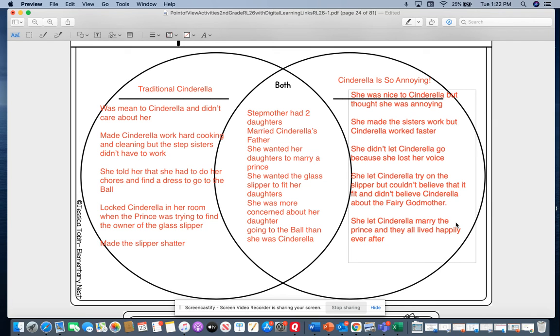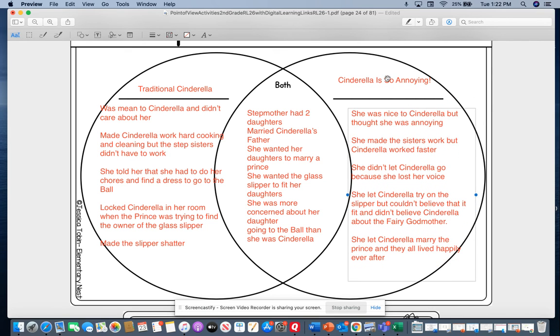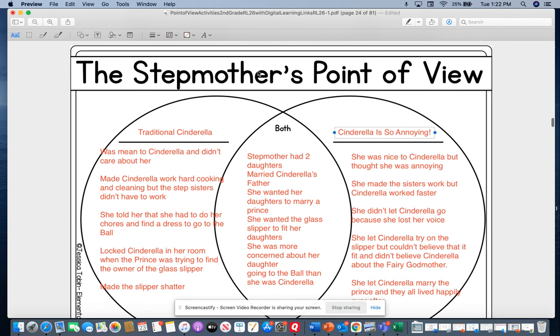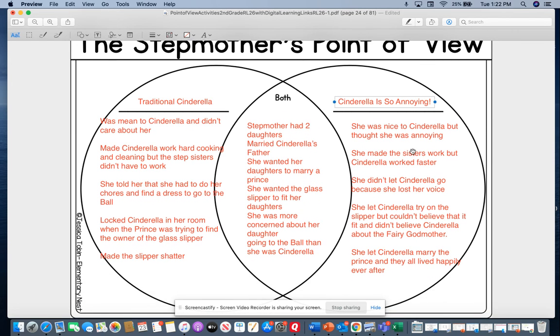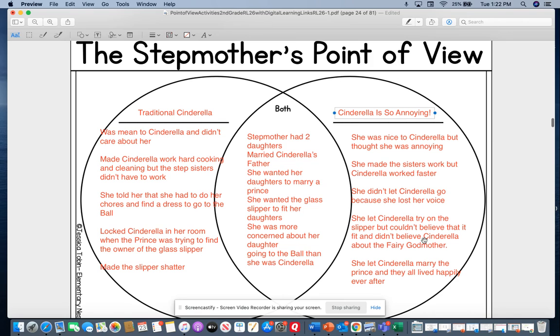So we can see that there are a lot of differences between the point of view of this same character. They're both the stepmother, and there are a lot of things that are the same, but her point of view, the stepmother's point of view in the traditional Cinderella and Cinderella Is So Annoying, is very different in a lot of ways.